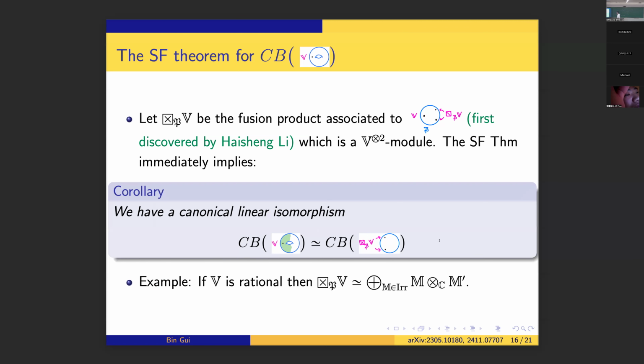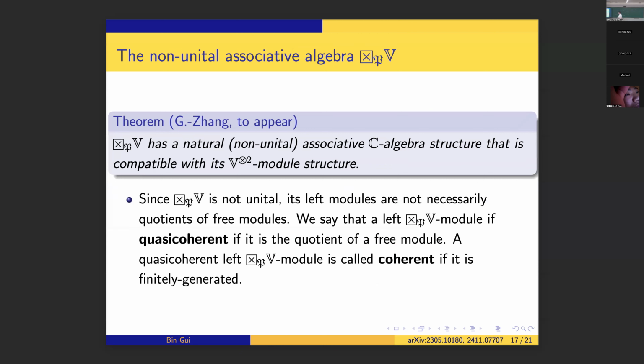Okay, so I will show you how to get the pseudo-q traces. But in order to get the pseudo-q trace, I not only need this box tensor V to be a V tensor V module, I also need more than that. We can actually show that it has a natural non-unital associative algebra structure, which is compatible with its V tensor V module structure. The really good thing about thinking of it as an associative algebra is that we can compare the module category of associative algebras with the module categories of VOAs.